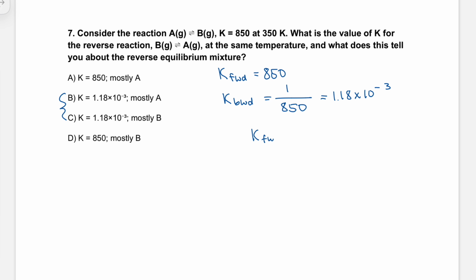So K of the forward is greater than K of the backward reaction. And the forward is B over A, and the backward is A over B, because it's products over reactants. So if this value is greater than this value, then that means there is more B than A. So there is mostly B.